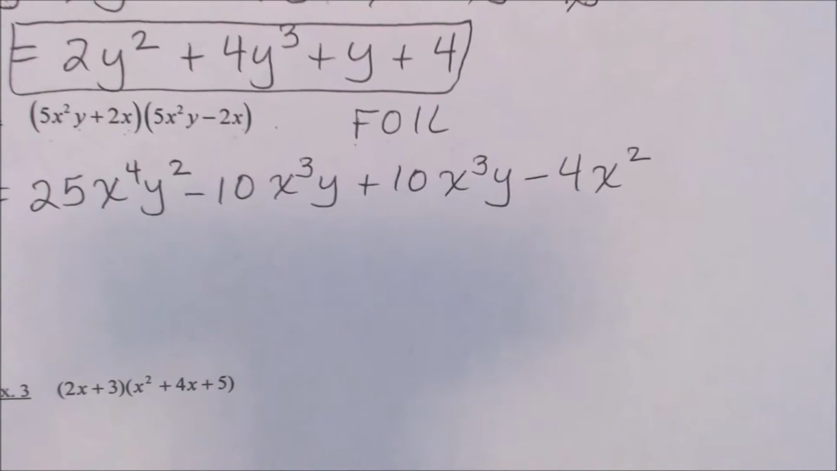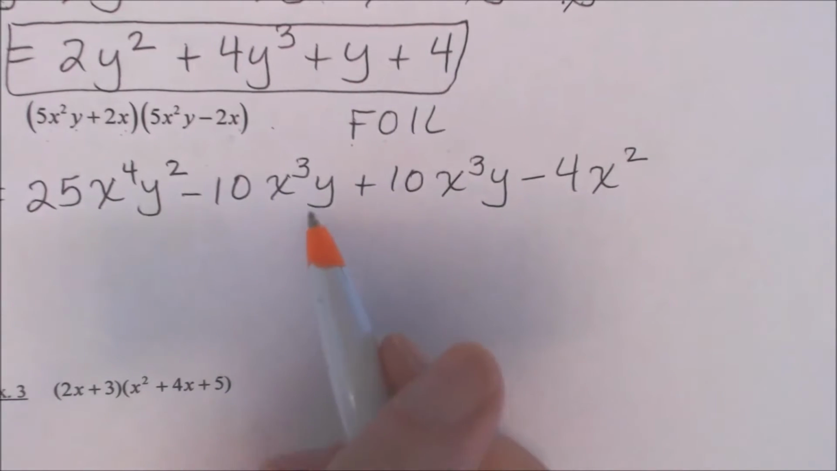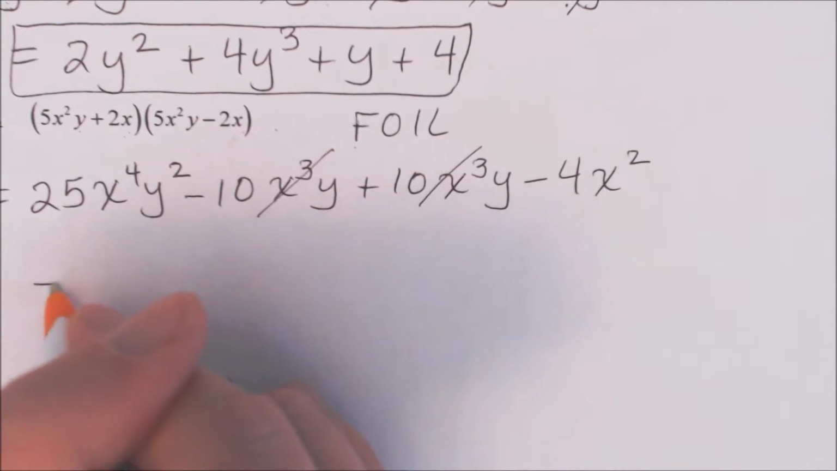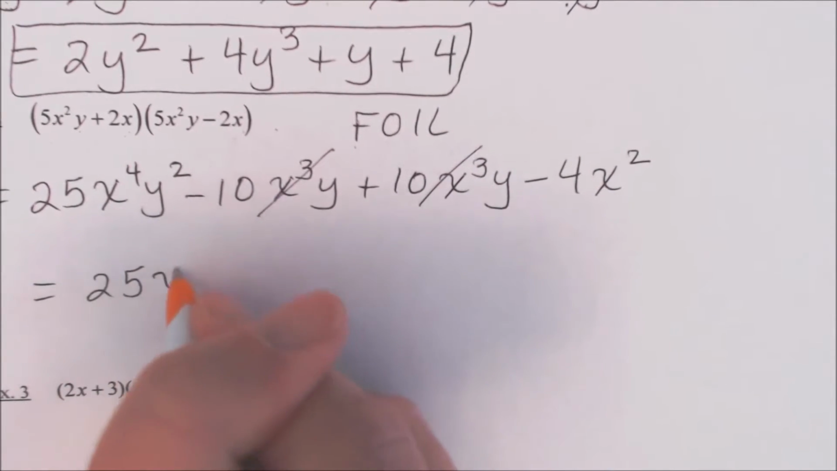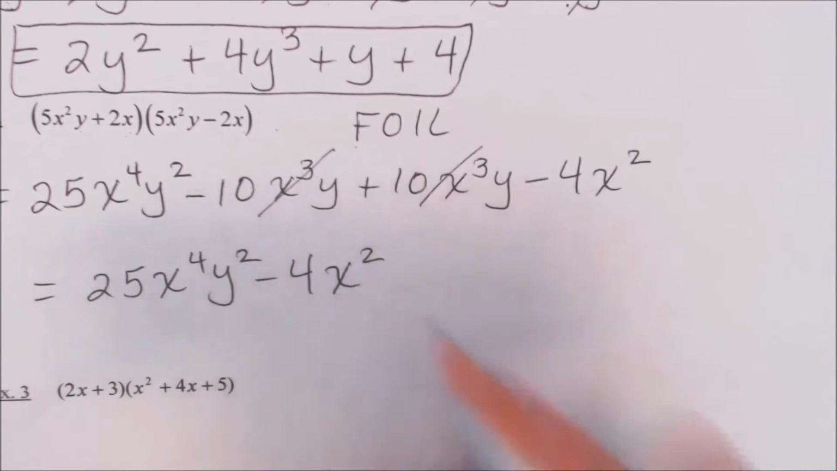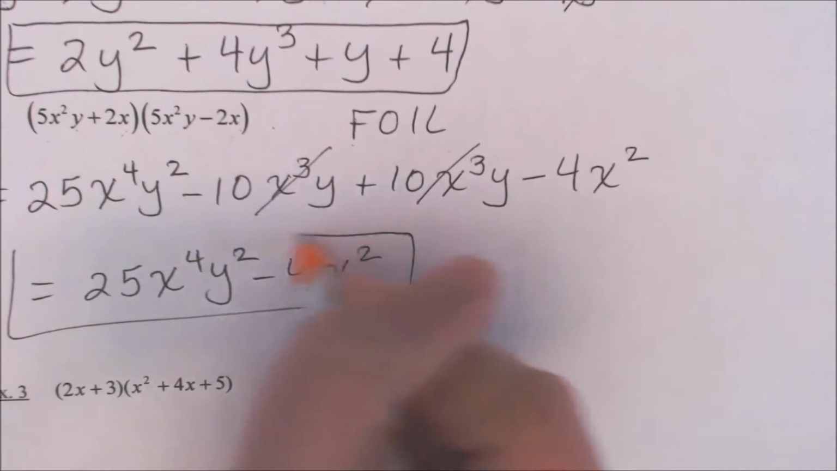And at the end, let's double check if you have any like terms. You'll notice the x cubed y terms are like terms. We have a negative 10 and a positive 10, so those cross out. So that gives me 25x to the fourth y squared minus 4x squared, and that's completely simplified.